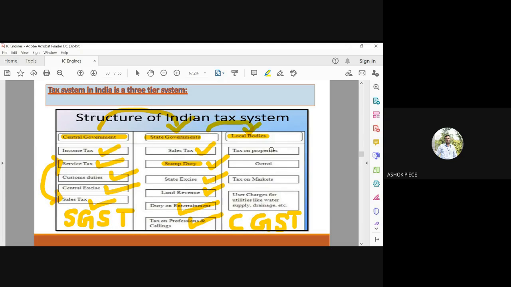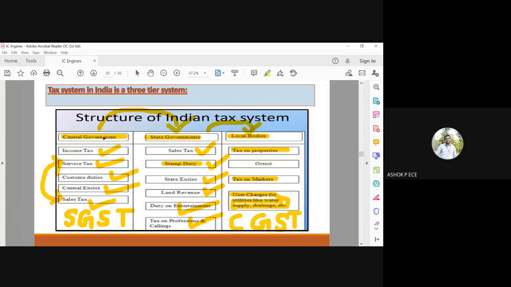The local bodies, they tax on properties, tax on markets. So shopping complex means you have to pay tax to the local municipality. Water tax you have to pay, for the drainage, water supply, you have to pay tax and get the facilities from the local bodies.